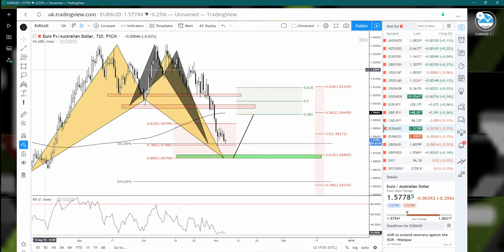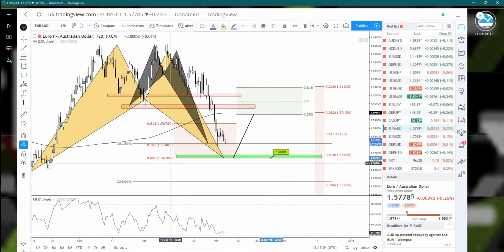So if you need a price, I need the 88% retracement at 156,708. So actually, we have the price there at the Fibonacci level. Okay, Euro versus New Zealand.